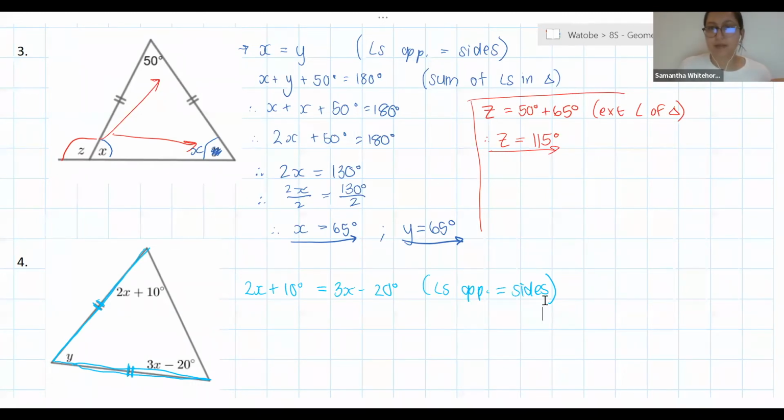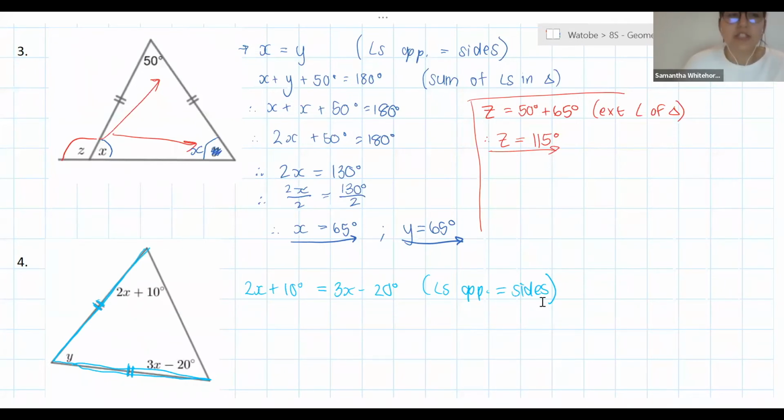Yes. Okay, so do you want to carry on working out x? Yes, ma'am. So then I said 5x equals 180 minus 10 plus 20. And that gave me 190. Then I said 190 divided by 5. And that gave me 38, which is for x.